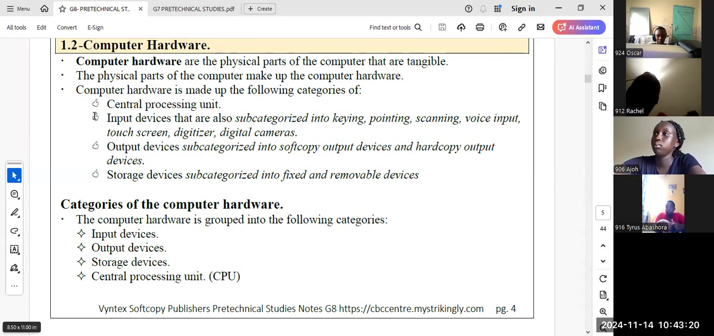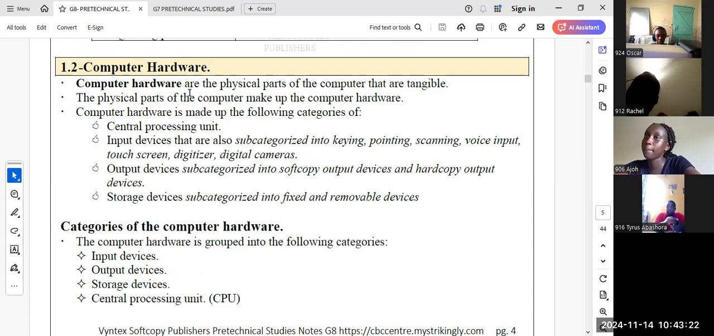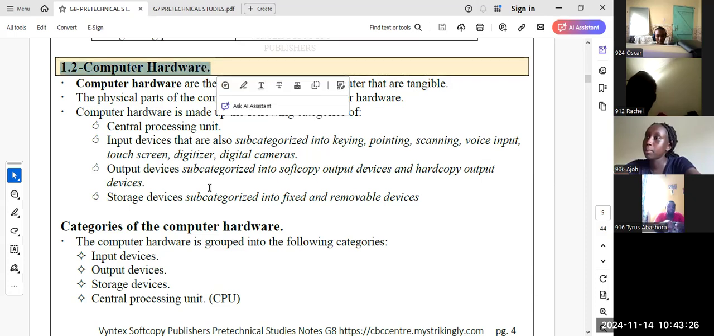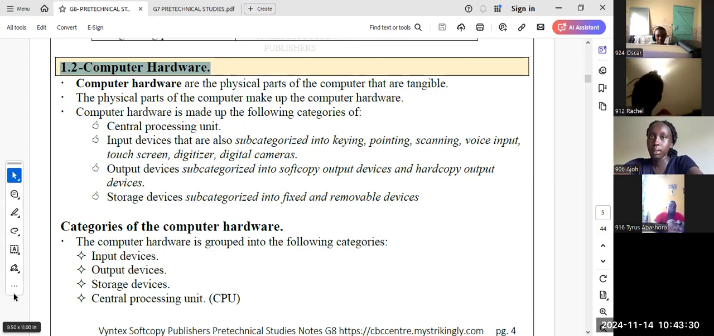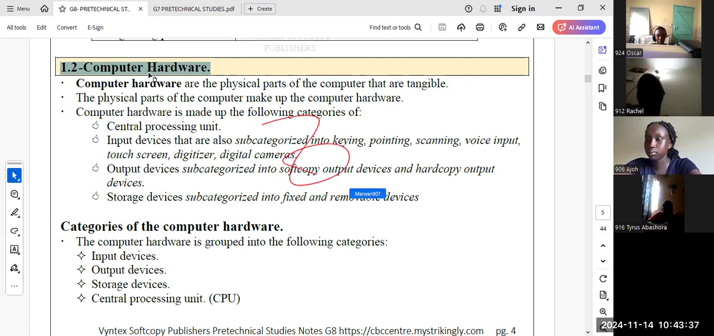Remember, boys and girls, we were looking at computer hardware the other day. And for those who were not in, we said that computer systems have two categories as far as computers are concerned: computer hardware and computer software.